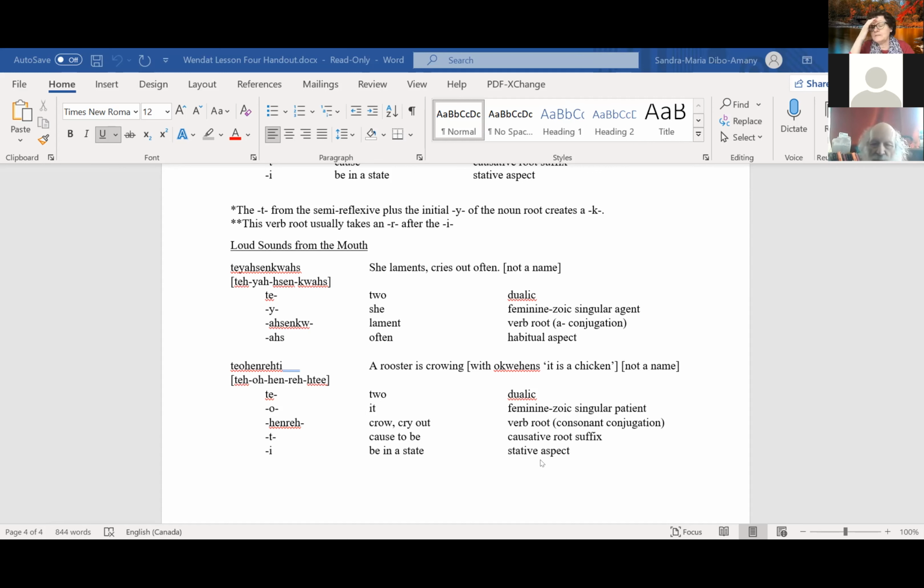Okay. Anything you want to know about Wendat, or even about some of the related languages? For me, Mohawk and Oneida always look the most like, sound the most like Wendat. When I see a Mohawk word, usually I can translate it. Not always, but usually, because they're very close.